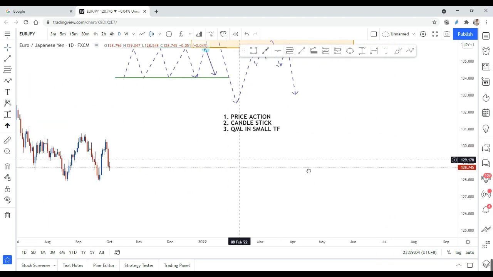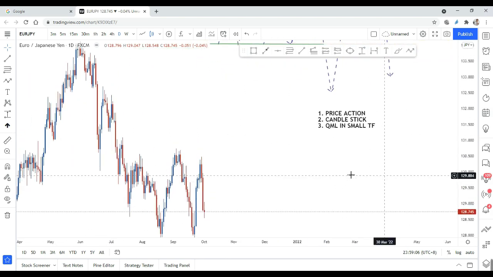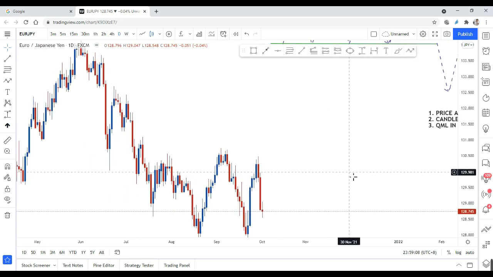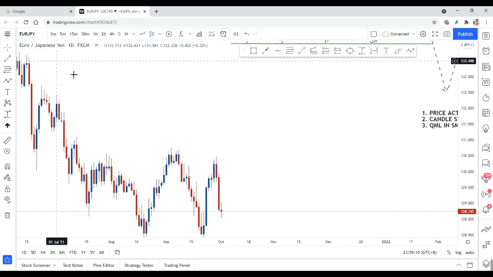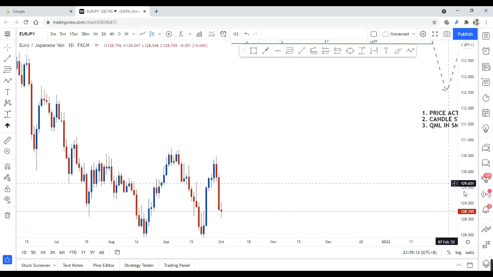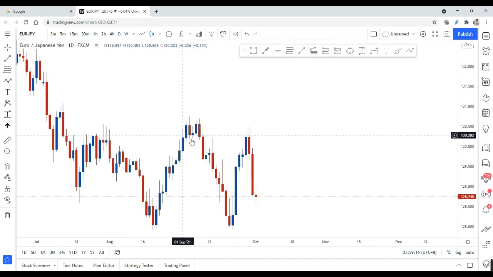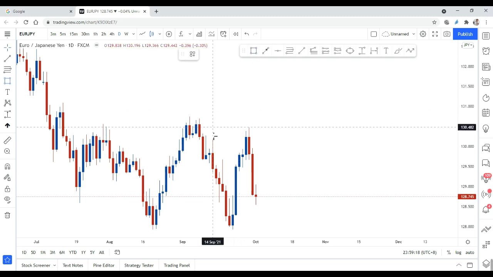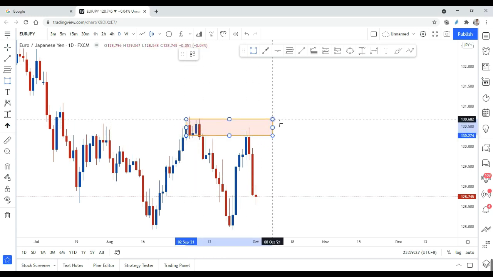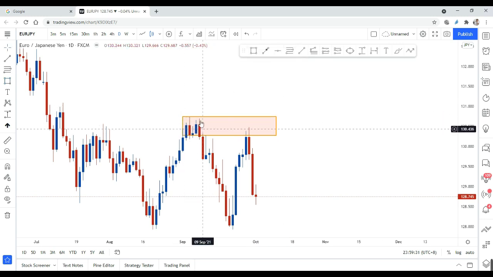So this is an excellent example. First of all, what we are looking at is the Euro JPY daily chart. If you look at it over here, we have a very obvious fresh demand zone. We have a very fresh supply zone over here. But we do not know whether this supply zone is tradable or not tradable.